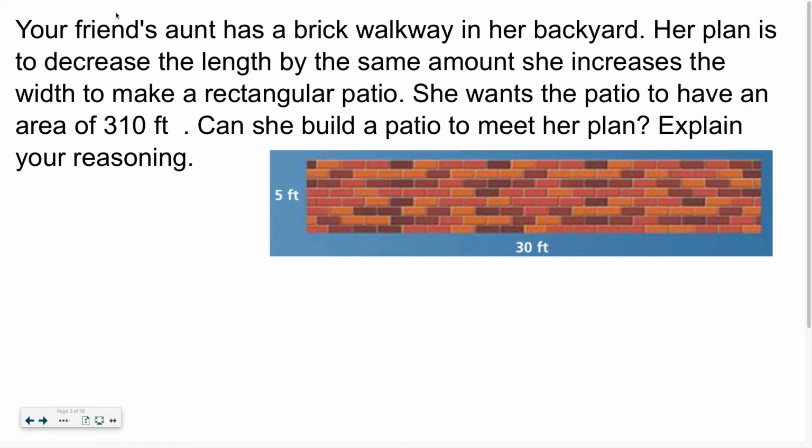So here's our situation. Your friend Anne has a brick walkway. She wants to decrease the length by the same amount that she increases the width, and she wants the area to be 310 feet. So we have to figure out if this is possible. Is it even possible that she can take a certain amount away from the length, add that same amount into the width, and end up with an area of 310?